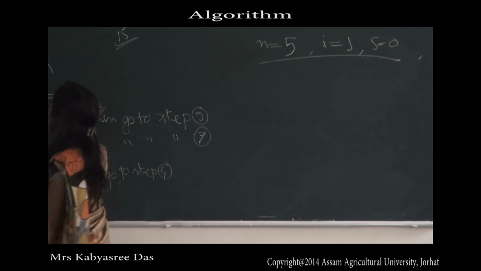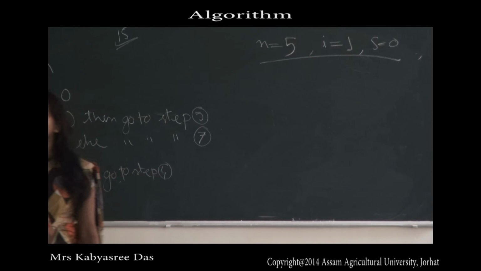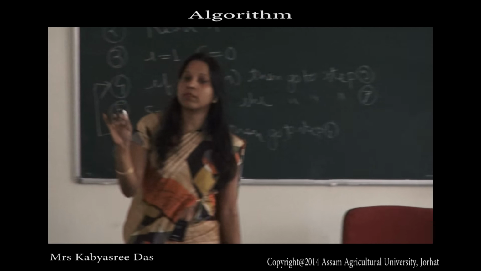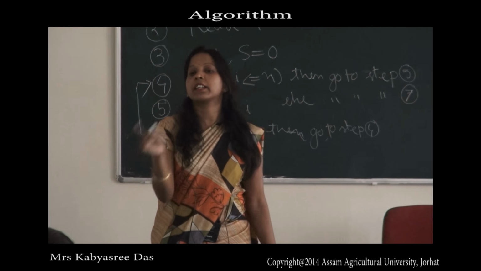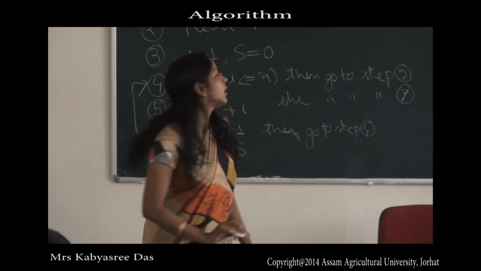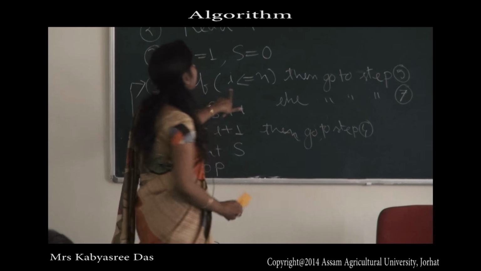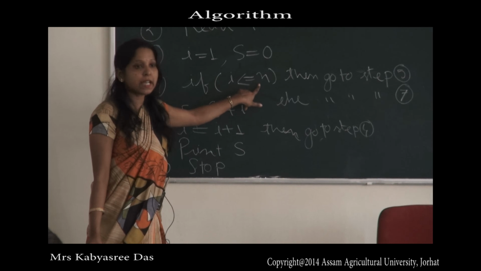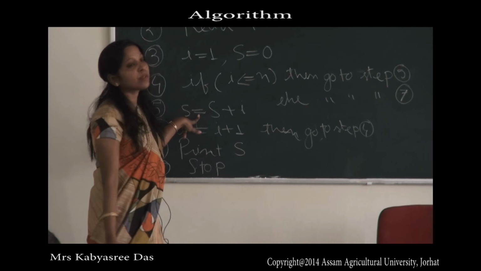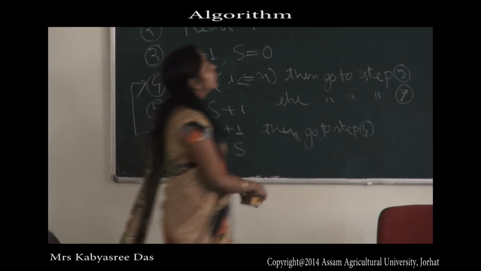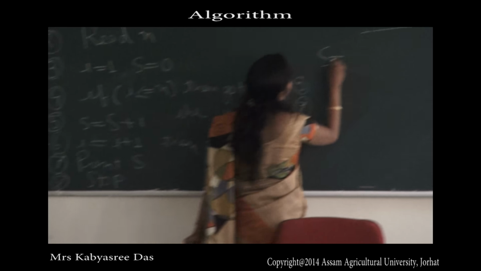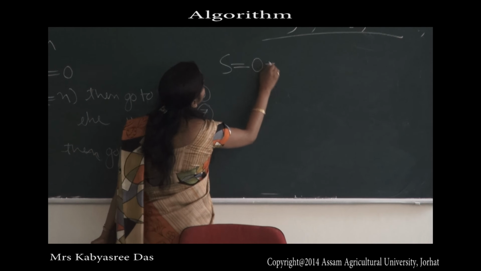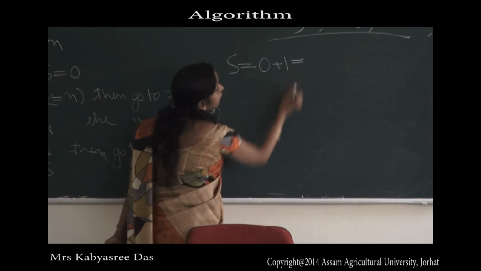Up to this portion, at step 3, n is equal to 5, I is equal to 1 and S is equal to 0. Now, is 1 less than or equal to n, that is, 1 less than or equal to 5? Yes. So, S equal to S plus I. Now, what is the current value of S? S is equal to 0 plus 1, which is equal to 1.